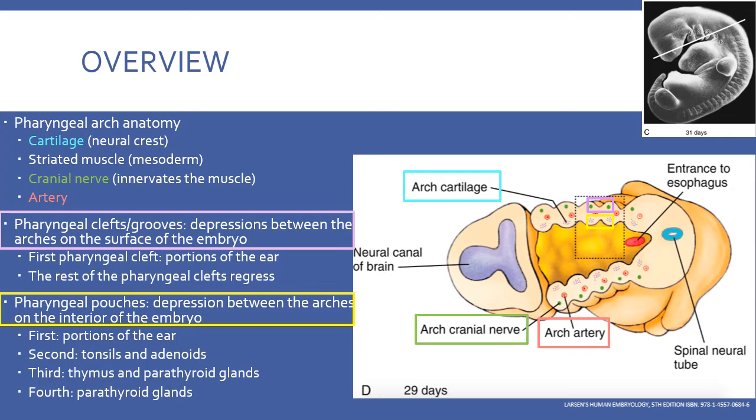Pharyngeal pouches are sort of the corollary to the pharyngeal clefts. They're the depression between the arches on the inside of the embryo. And they actually go on to form a variety of structures. The first will become portions of the ear. The second will become the tonsils and adenoids. The third, the thymus and a portion of the parathyroid glands. And the fourth, more of the parathyroid glands.